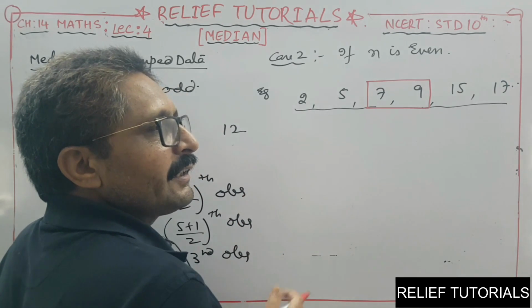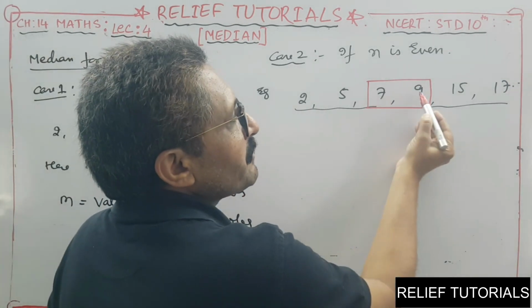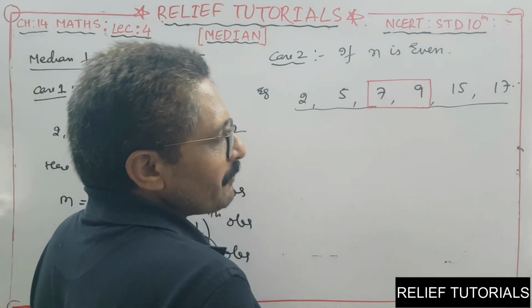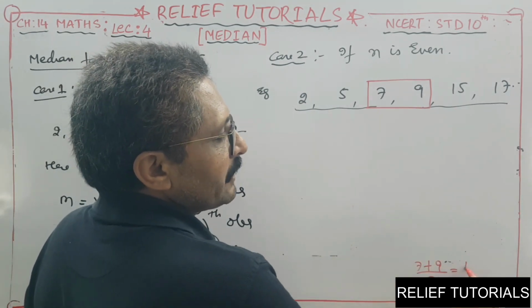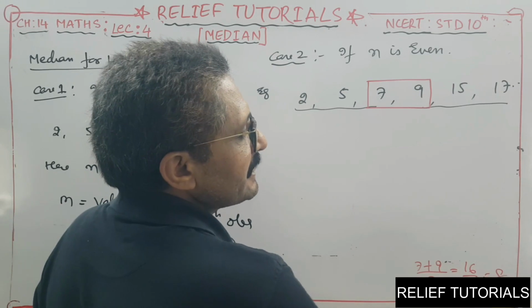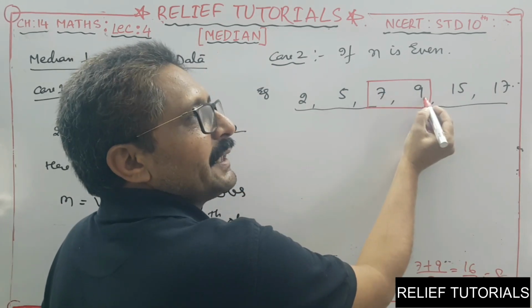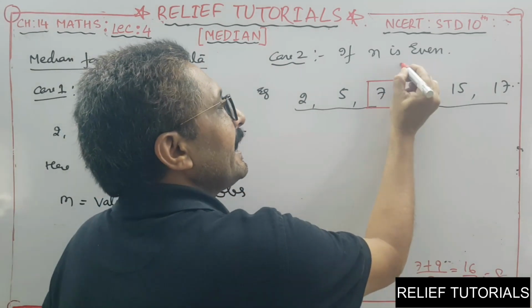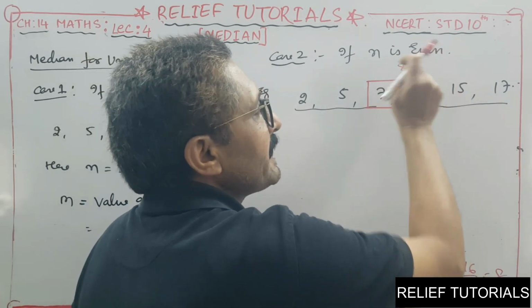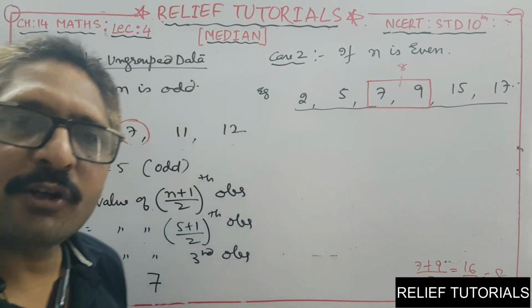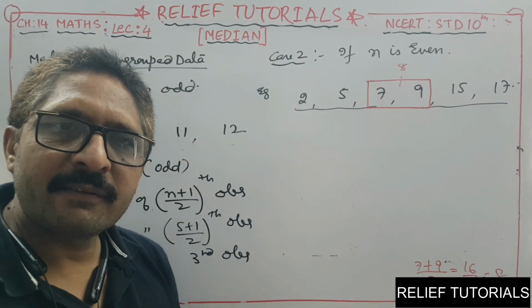So what is the median? The median is nothing but the average of these 2 observations. So what will be the average of these 2 observations? 7 plus 9 divided by 2, so 16 divided by 2, that is 8. Naturally we know that the middle of 7 and 9 is 8. Even though 8 is not in the given observations, it is our median. So in short, median is the middlemost observation.